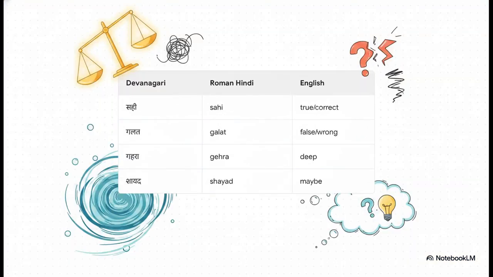True or correct is sahi. Say it with me. Sahi. Its opposite, false or wrong, is galat. Let's try it. Galat. Our next adjective is deep, like a deep thought, which is gehara. Your turn. Gehara. And our extra bonus word for today is maybe. Shayad. Go ahead. Shayad. Brilliant work so far.